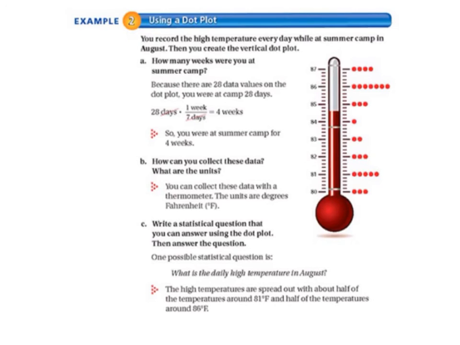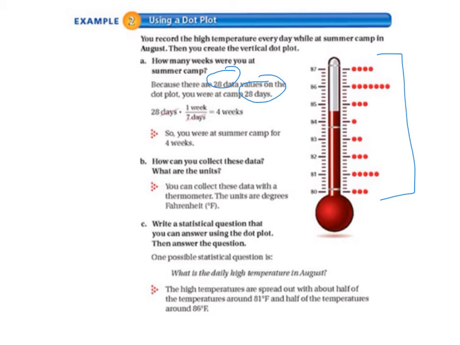Moving on to example 2, using a dot plot. You record the high temperature every day while at summer camp in August. Then you create the vertical dot plot. So this is just a number line turned on its side. Letter A says, how many weeks were you at summer camp? And so you would count the number of dots on your dot plot, and it says because there are 28 data values on the dot plot, you were at camp 28 days.